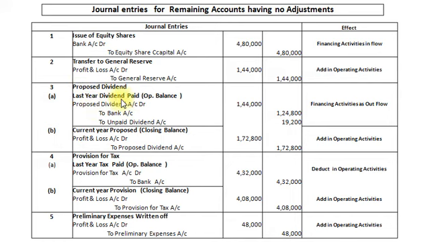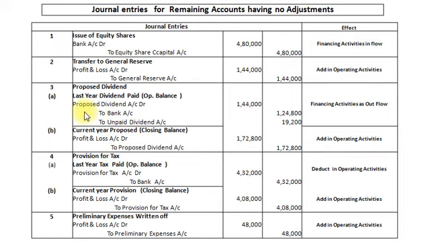Last year dividend paid. Dear students, in our balance sheet last year dividend is given 1,44,000 and in current year we are given unpaid dividend rupees 19,200. It means last year dividend is not fully paid. Only 1,24,800 is paid towards dividend and 19,200 is unpaid dividend.